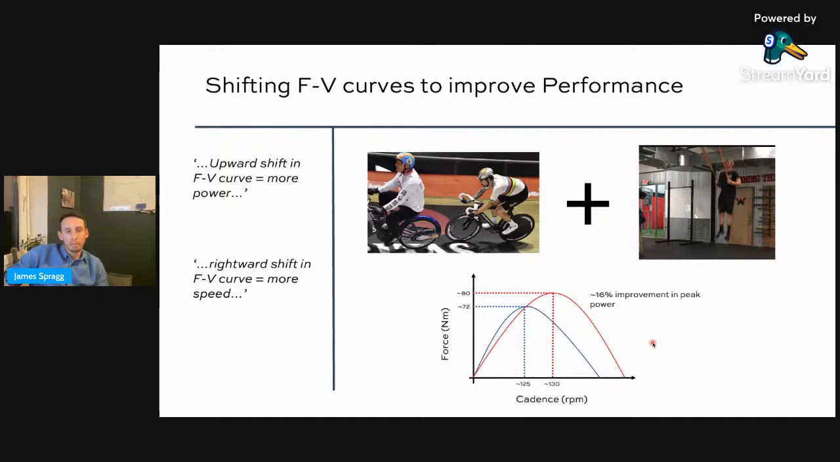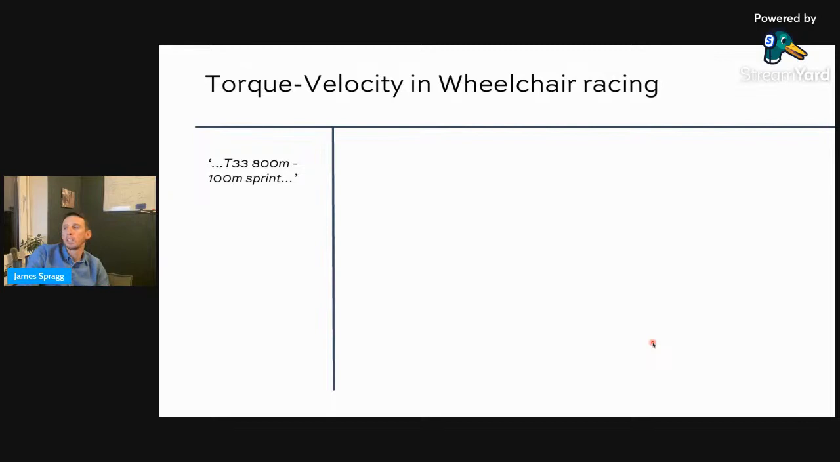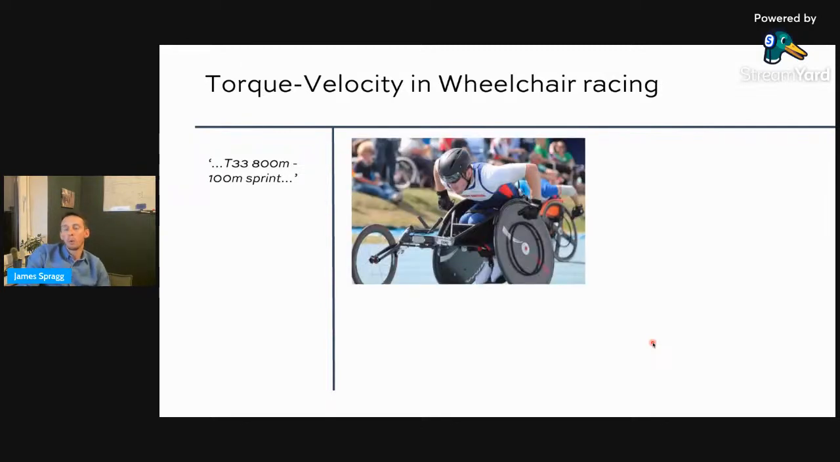Now, I want to take you a little bit outside of the world of cycling, to a sport that's not too far away, to look at some profiling. I was very lucky to work with an athlete who was at the time the European 800 meter T33 record holder, essentially. T33 is wheelchair racing, and this athlete had cerebral palsy, which obviously affects their motor control.